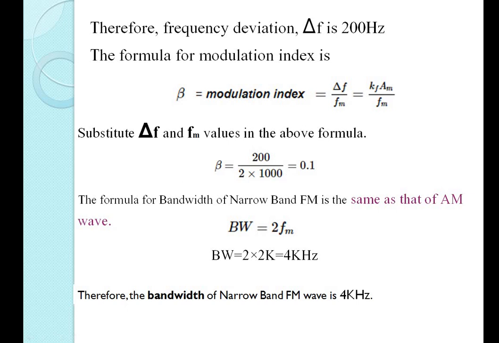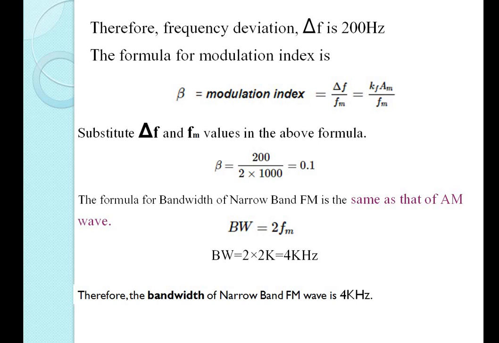If beta is less than 1, which kind of frequency modulation will you be getting? Narrow band frequency modulation. Correct? If beta is greater than 1, then it is called wide band frequency modulation. I have discussed it in the last class itself. If beta is less than 1, it is narrow band frequency modulation.